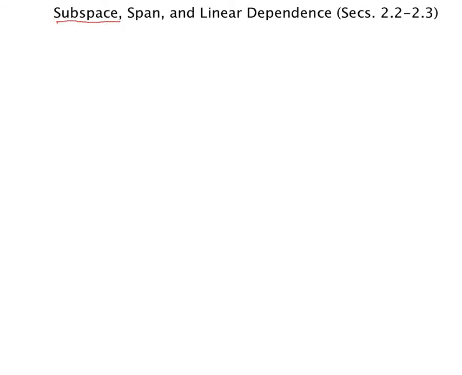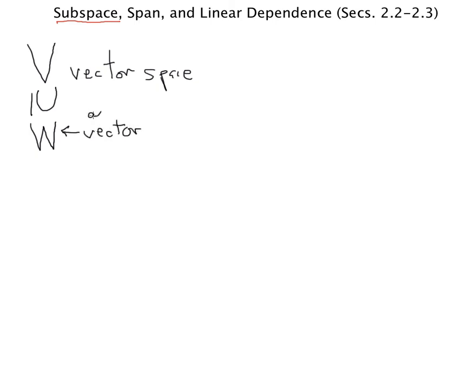So a subspace is the following. V is a vector space, and suppose you have a subset of the vector space, but it's not just any old subset. It's a subset which is a vector space in its own right. That's the notion of a subspace, also a vector space.